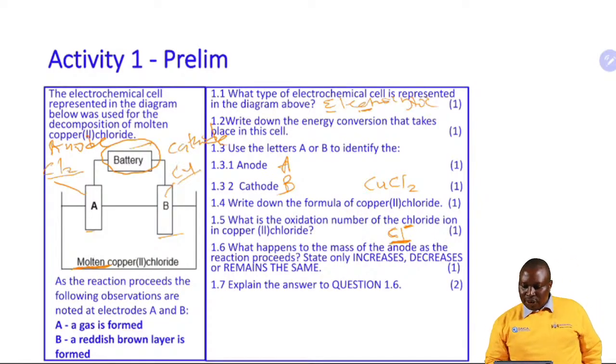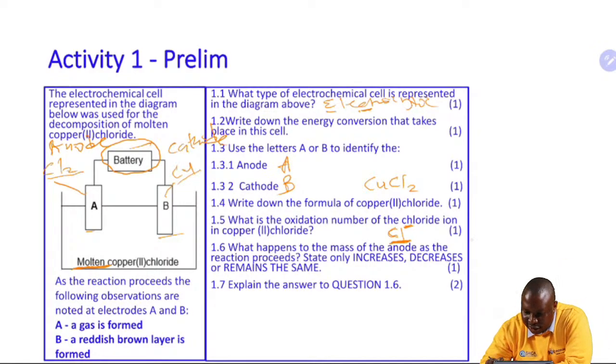What happens to the mass of the anode as the reaction proceeds? State only increases, decreases, or remains the same.